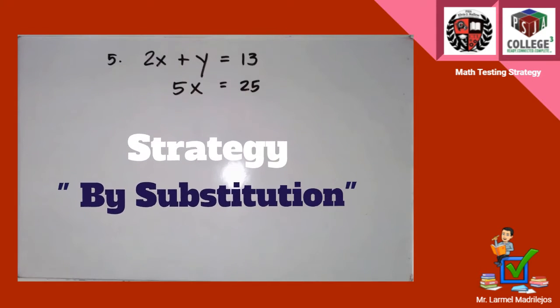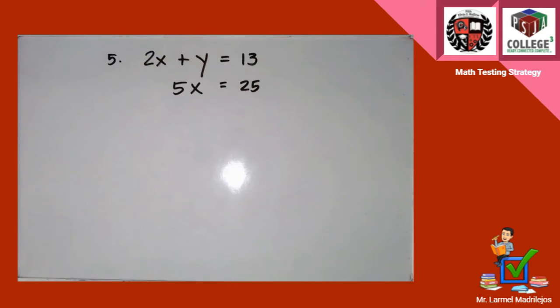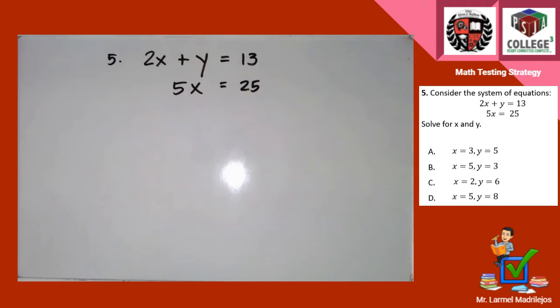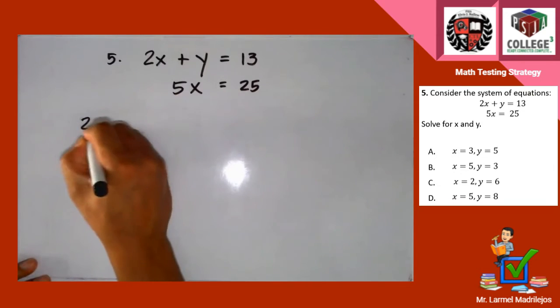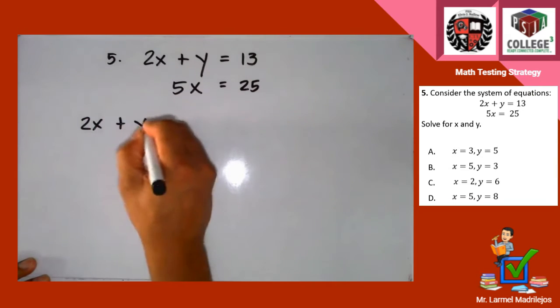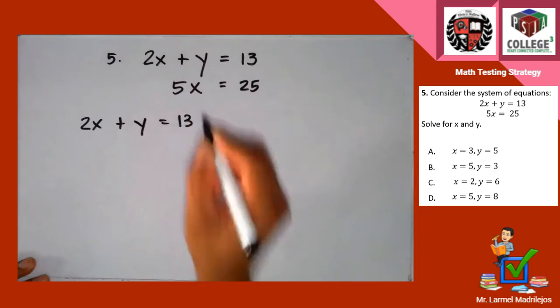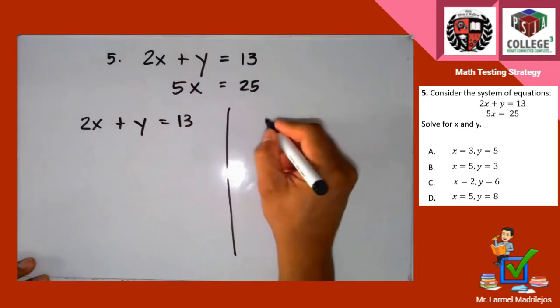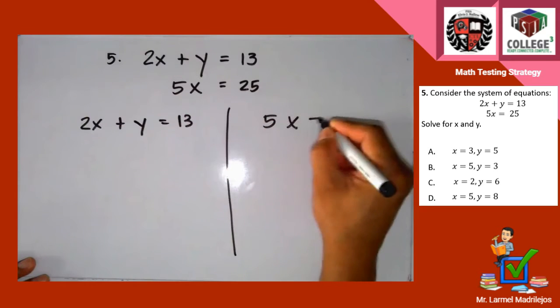Good afternoon. Question number 5. Solving system of linear equation strategy. There are choices here. Okay. So the first thing I'm gonna do is use the strategy substitution. So I have two equations here. These are 2x plus y equals 13. And the other one is 5x equals 25.